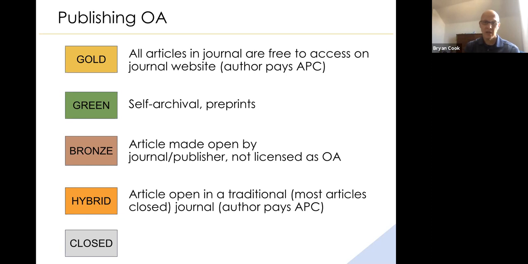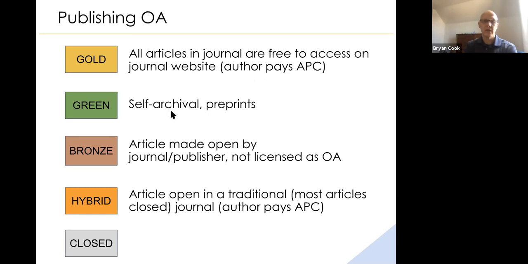APCs vary. A lot of journals, including AERA Open, have a sliding scale for fees where it is less, for example, for a doctoral student or early career researcher. And so some of it depends, and it varies by journal. They tend to run $2,500 to $3,000 US dollars, but there's a great deal of variability. So it is not cheap to publish in these journals.